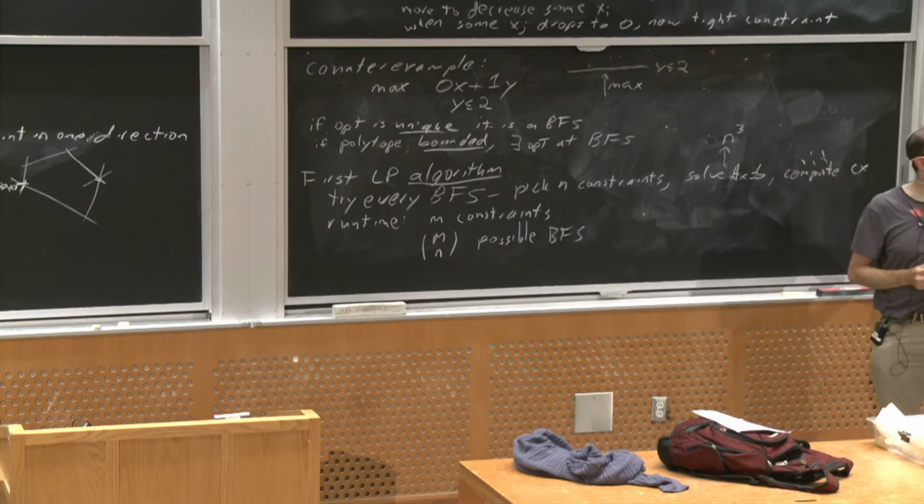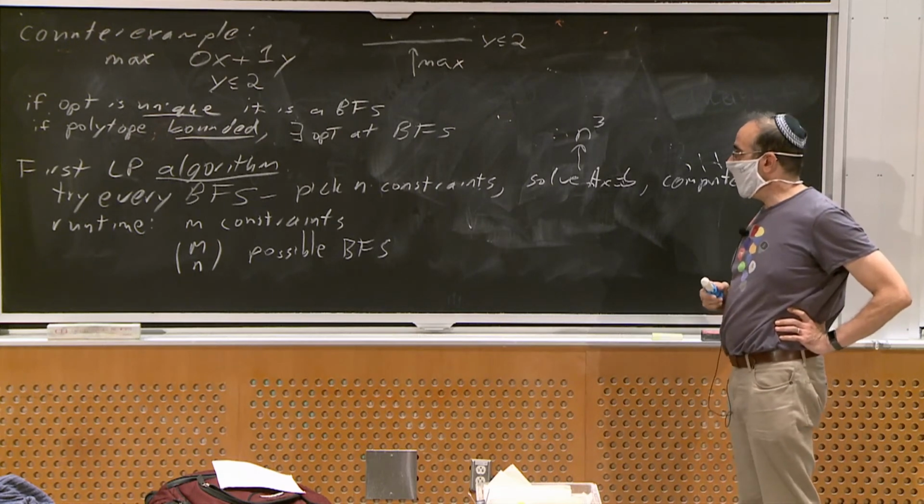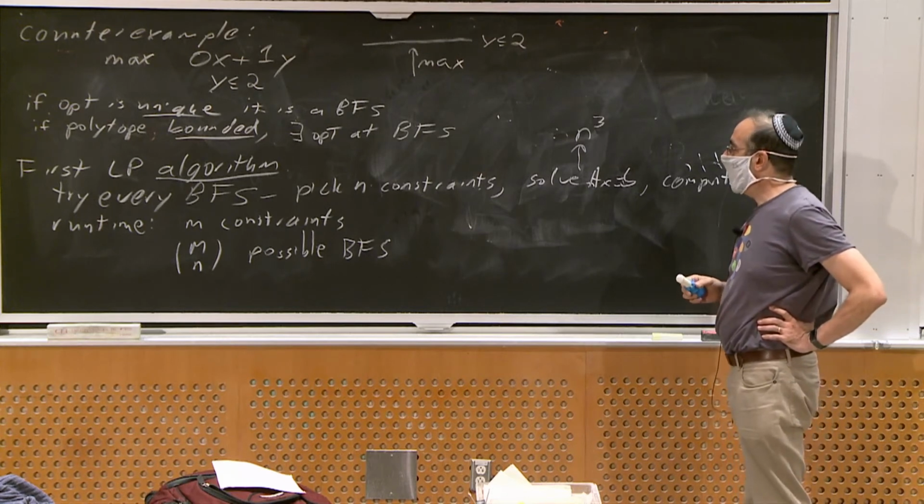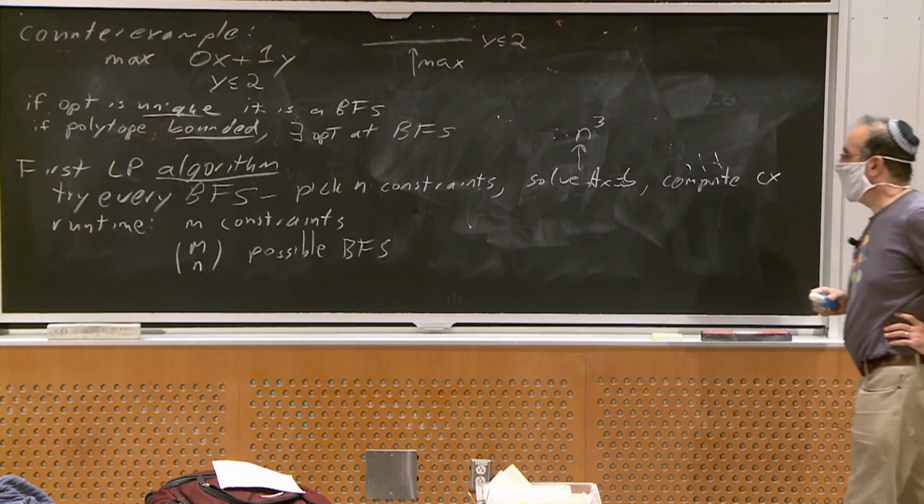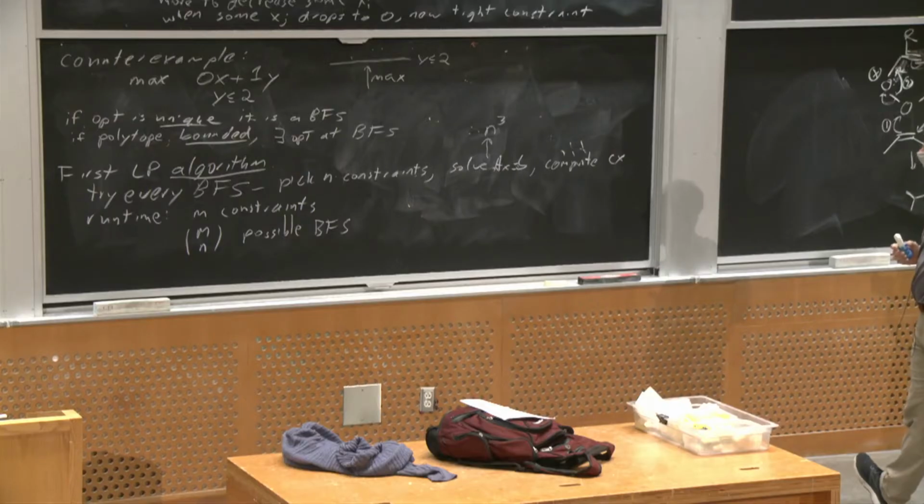Yes? You also have to check whether there exists an optimum. Well, as I test the basic feasible solutions, right, I see what you're saying. Let's see, what do I need to do in order to know that there isn't? Well, if I do find an intersection of n linearly independent constraints, so if my polytope is unbounded, there might be no optimum.